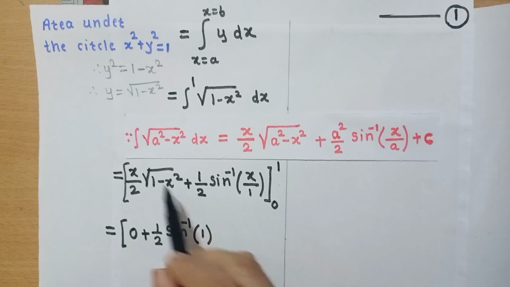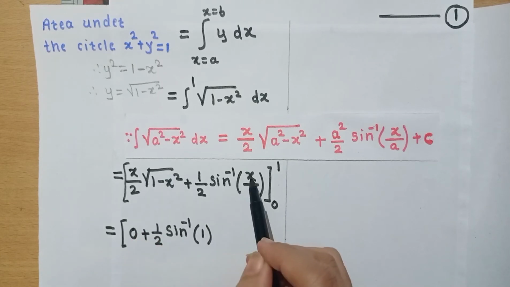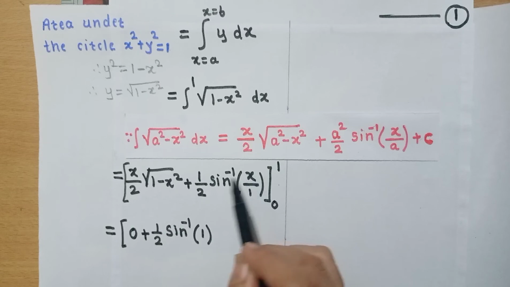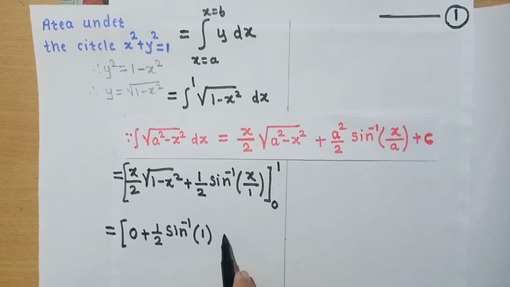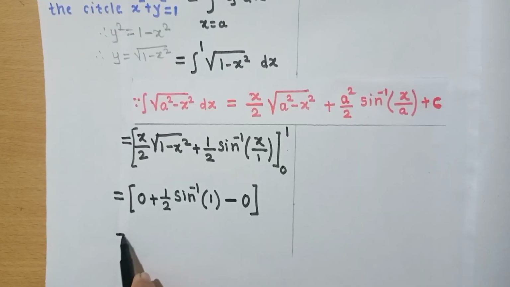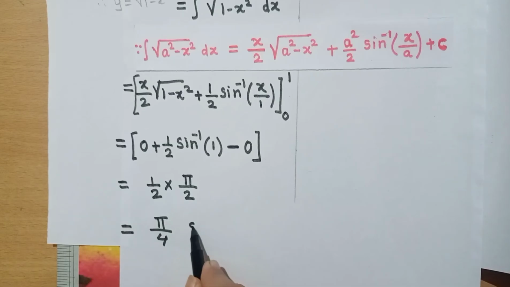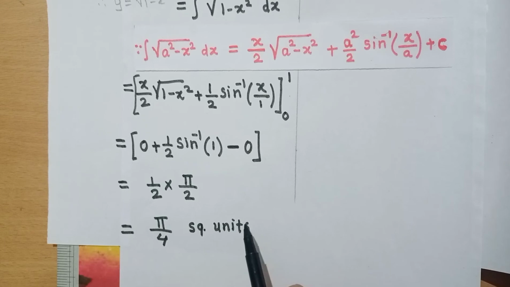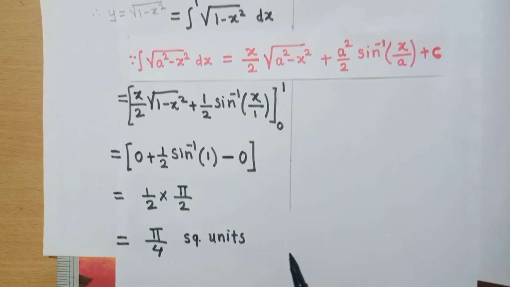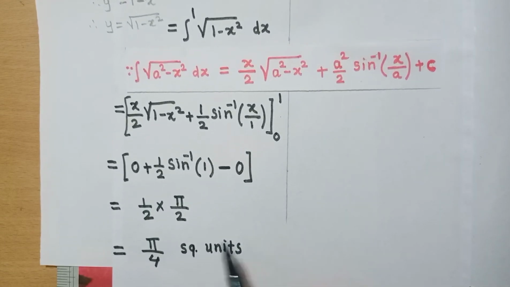And if we substitute x equal to 0 here, this whole term becomes 0, and sine inverse 0 is 0. So we will write simply 0 here. Again in the next step, this is 1 upon 2, and sine inverse of 1 is pi by 2. This is equal to pi by 4 square units. This is the area under the circle x square plus y square equal to 1.